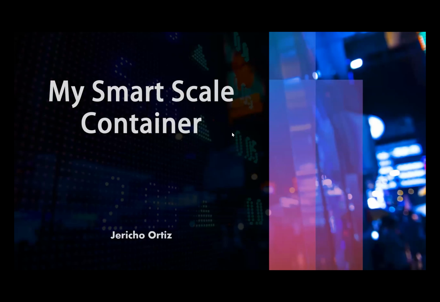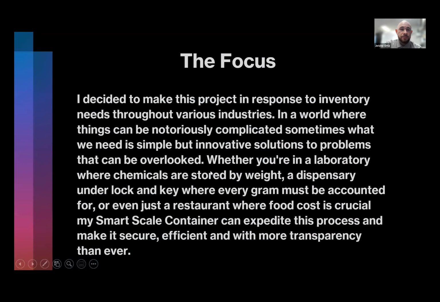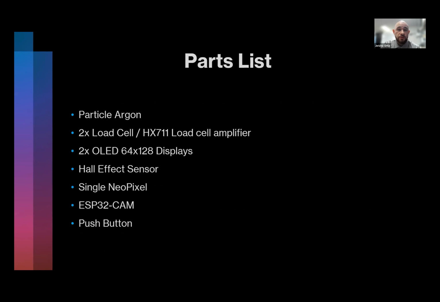All right, so what I've developed is a smart scale container system. This is aimed at primarily the inventory systems that are around for any different industry. Sometimes the world can be vastly overcomplicated. So in this sense, we do sometimes just need a simple solution to a problem that can be easily overlooked. So that's whether you're in a lab that's storing chemicals by weight, in a cannabis industry where everything has to be accounted for down to the gram, or even just the food industry where you have different things that need to be accounted for as well. This is just going to be something that can help expedite that process, just make it secure, efficient, and just more transparent than it ever has been before.